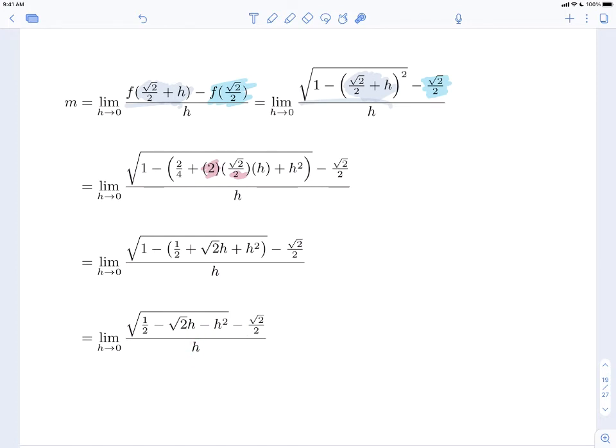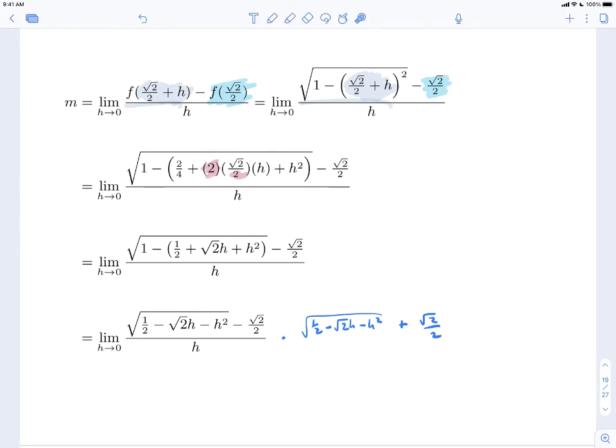Okay, now how do we simplify all of this? Well, there's a little bit of a trick to getting rid of radicals, and that means you multiply them by what we call their conjugate. So you multiply it by the same thing, so it's 1/2 minus the square root of 2h minus h squared, but then you put a plus here, square root of 2 over 2. So the only difference between this numerator and what I'm multiplying by is I've changed the minus sign to a plus.